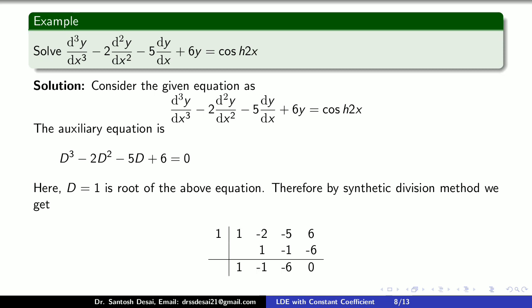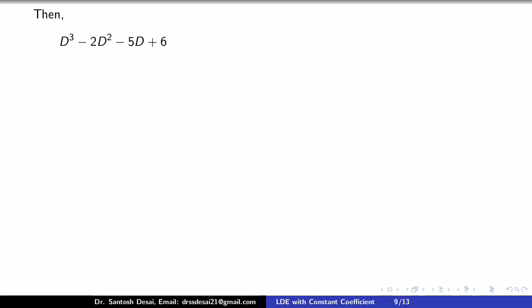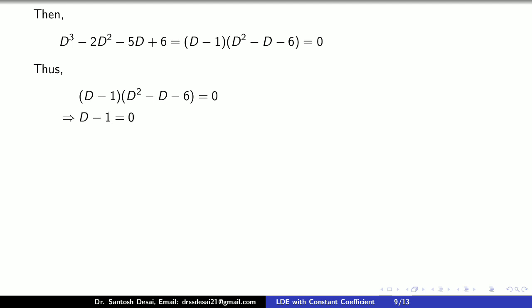Now again we express the given cubic equation as a product of a linear and a quadratic factor. So therefore d cube minus 2d square minus 5d plus 6 is equal to, the linear factor is d minus 1 and the quadratic factor is d square minus d minus 6, is equal to 0. Now I am going to simplify d minus 1 into d square minus d minus 6 is equal to 0. So this gives d minus 1 is equal to 0, or d square minus d minus 6 is equal to 0. So from the first term we get d is equal to 1.